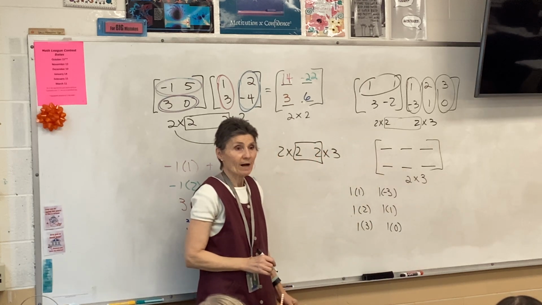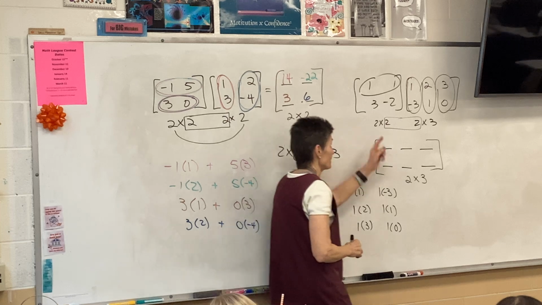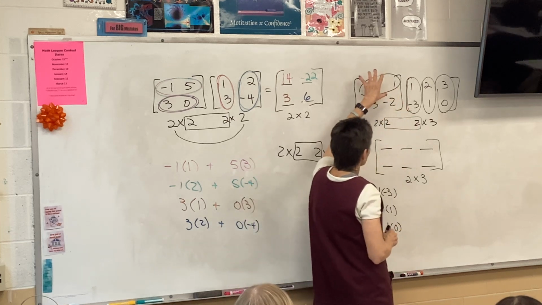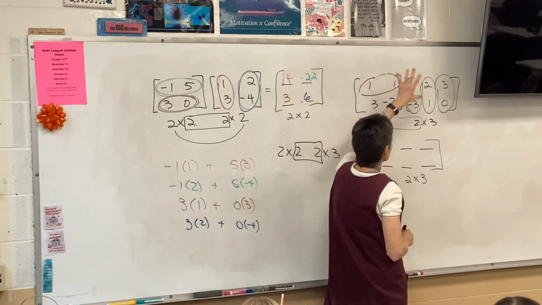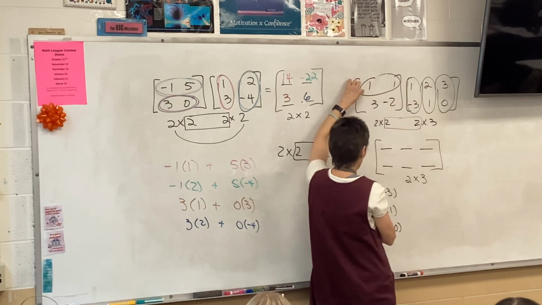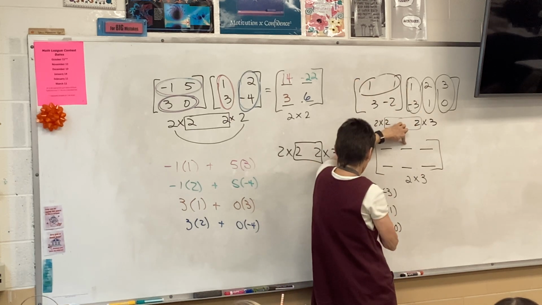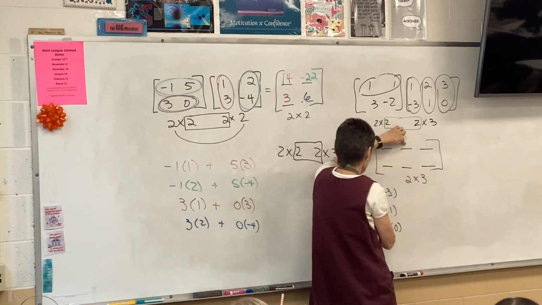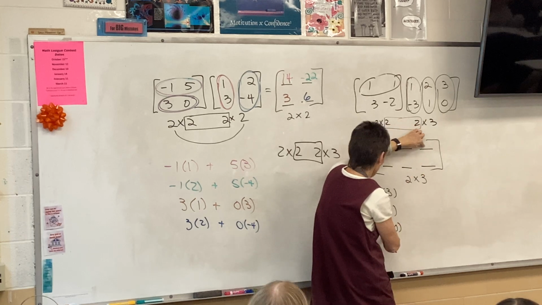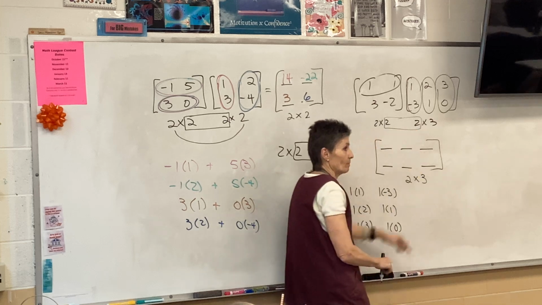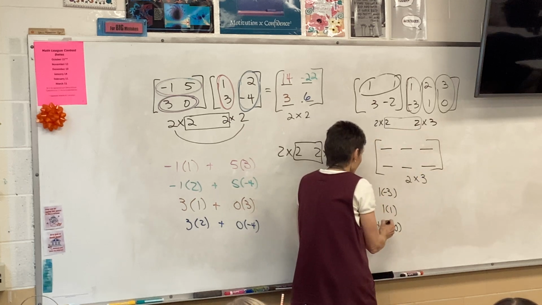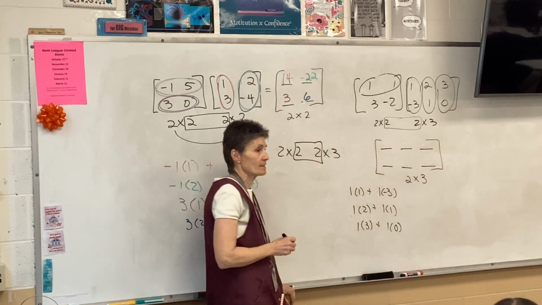Remember, when you find the numbers inside the new matrix, you're taking the row times the column. So 1 times 1, negative 3, and then 1 times 2, 1, and then 1 times 3, 0. All right, so what's that top row look like? What do we have across the top there?